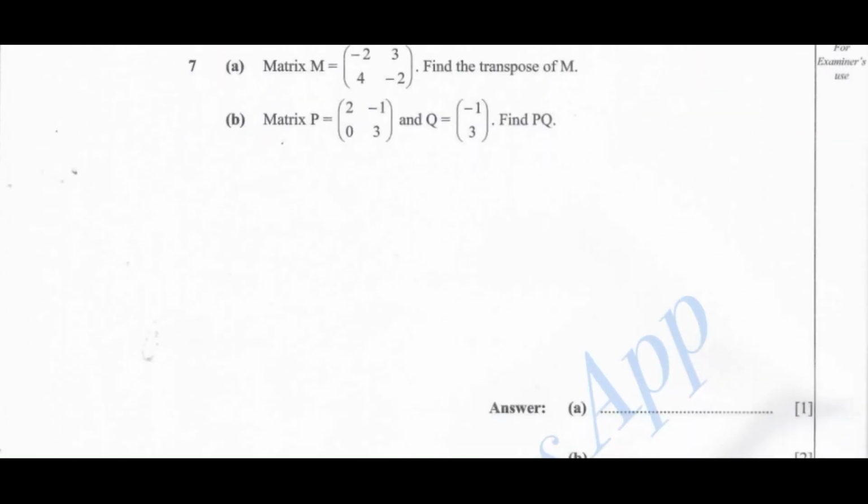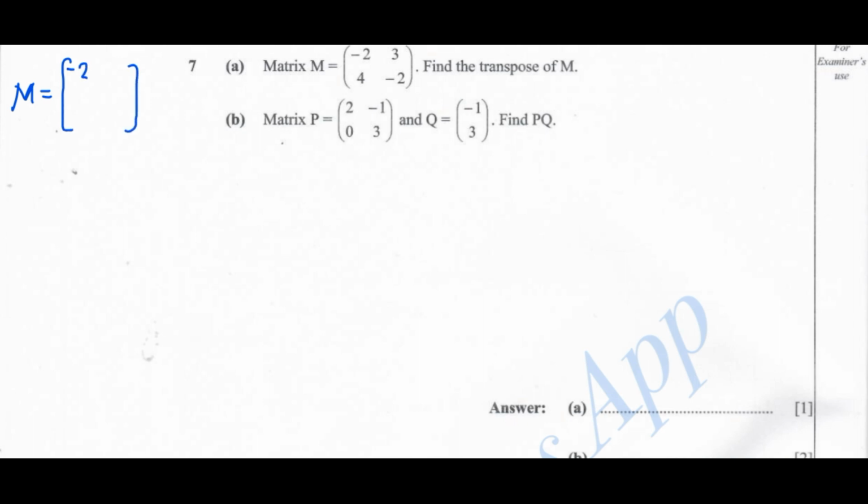Then now question 7, a matrix M is equal to this matrix, find the transpose of M. So our M has these elements.